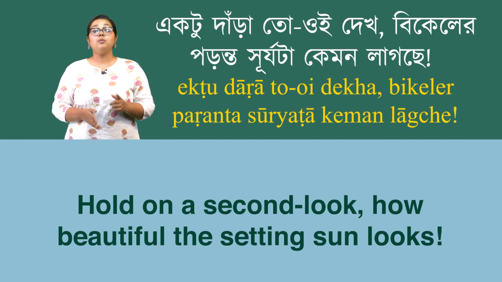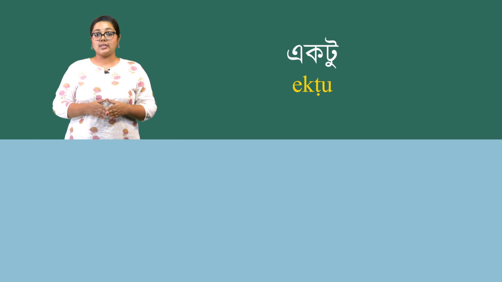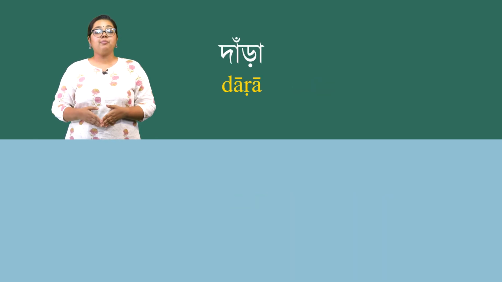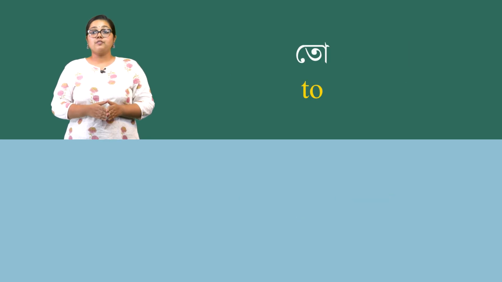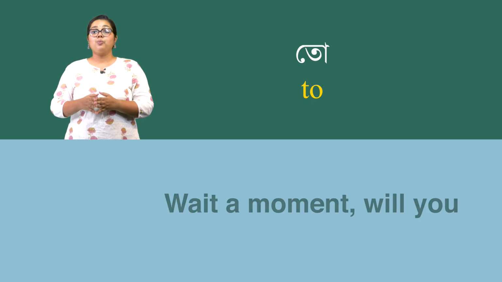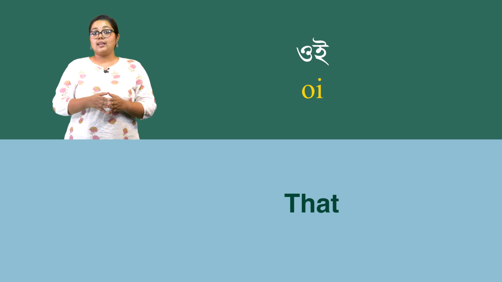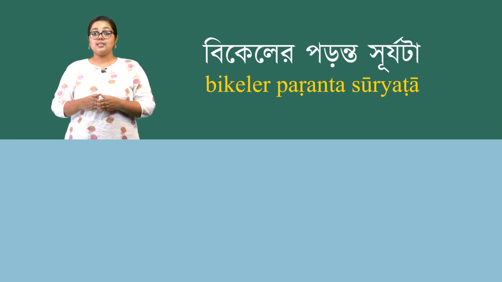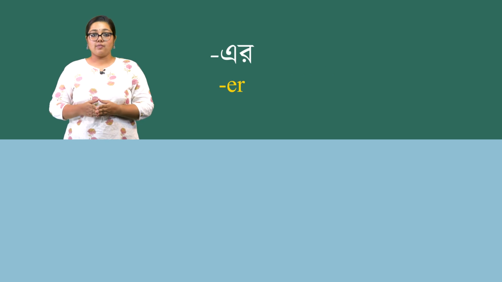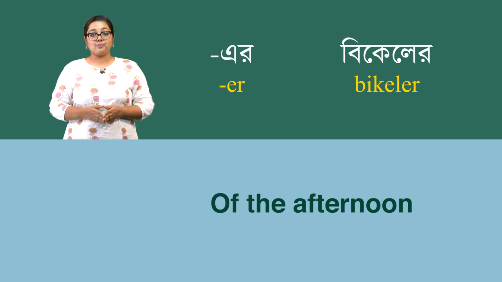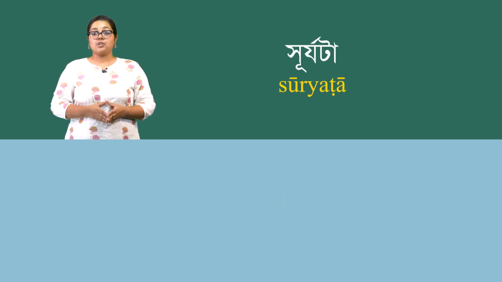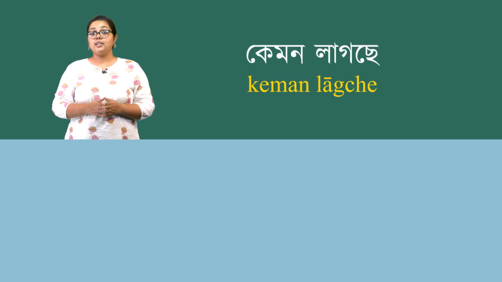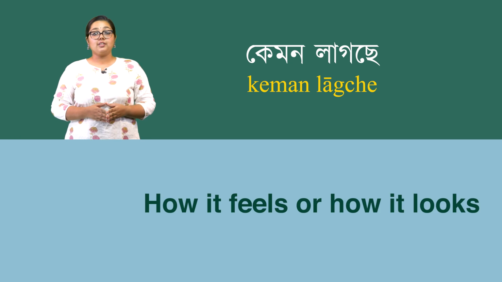একটু দাঁড়া তো, ওই দেখ বিকেলের পড়ন্ত সূর্যটা কেমন লাগছে. Here ektu means a little or just, and dara is the informal imperative of darano, meaning to stop or wait. The softener to again adds politeness, turning it into wait a moment, will you? Here oi means that, and dekh is another imperative, meaning look. The phrase bikeler poronto shurjota combines bikel, meaning afternoon, added with er, the possessive marker, to mean of the afternoon. Here poronto means setting and shurjota means the sun, forming the setting afternoon sun. Finally, kemon lagche translates as how it feels or how it looks. The entire line then becomes, just wait a moment, look how beautiful the setting sun looks.